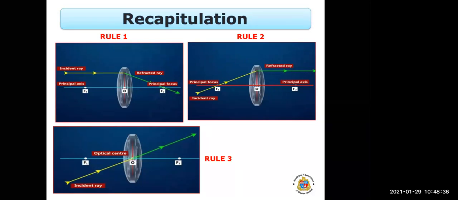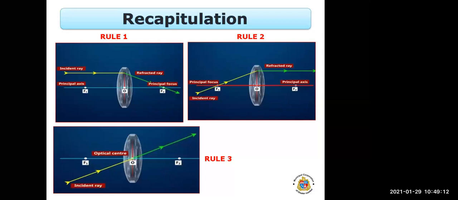Now here you can see from the rule 1 picture that whatever the object is, whatever incident rays are appearing from it, if they are parallel to the principal axis, then the refracted ray will pass through the principal focus. Okay, this is your first rule for any object. If the incident ray is parallel to the principal axis, then the refracted ray will pass through the principal focus only, not from another point. Okay, then rule 2.